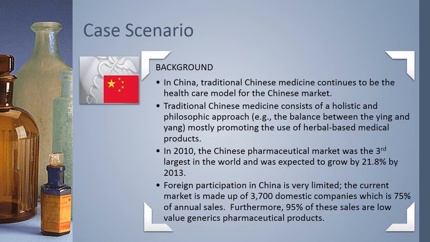Case scenario background. In China, traditional Chinese medicine continues to be the healthcare model for the Chinese market. Traditional Chinese medicine consists of a holistic and philosophic approach. In other words, the balance between the yin and yang, which is mostly promoting the use of herbal-based medical products. By the year 2010, the Chinese pharmaceutical market was the third largest in the world and was expected to grow by 21.8% by the year 2013.